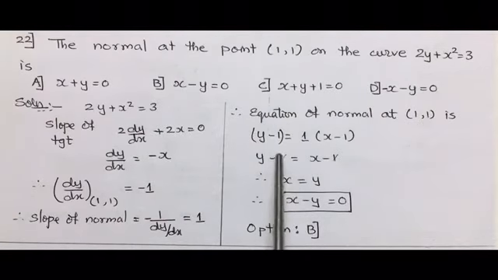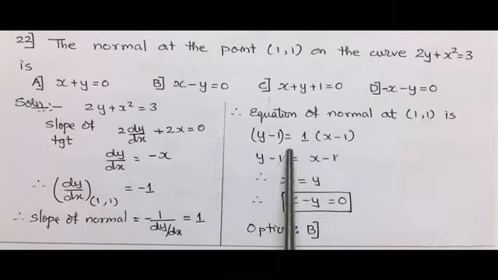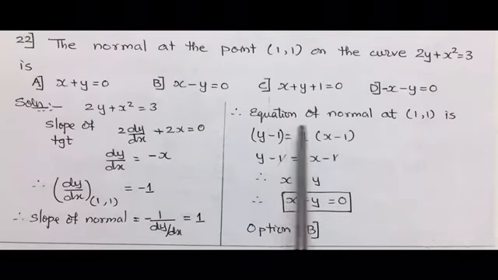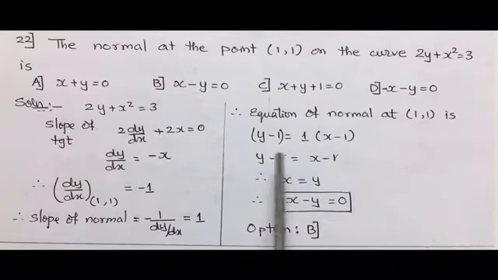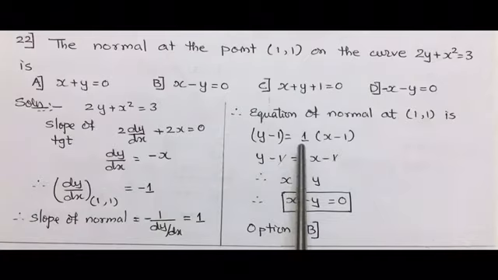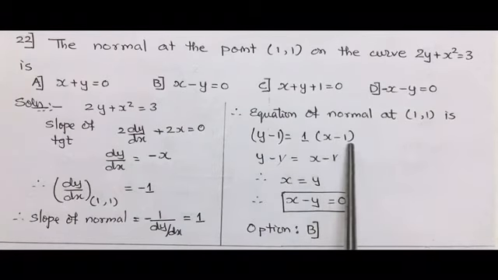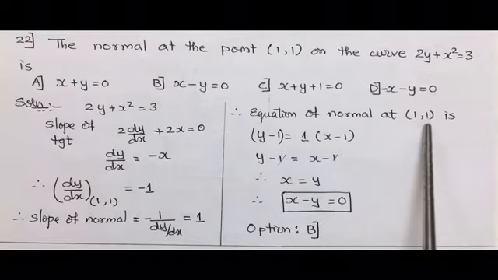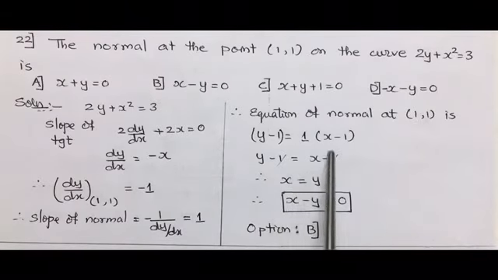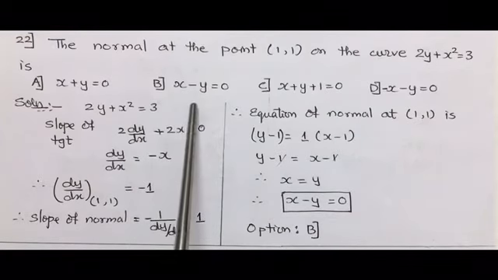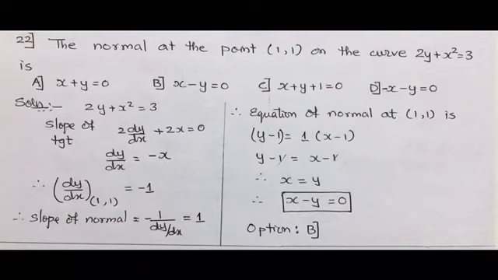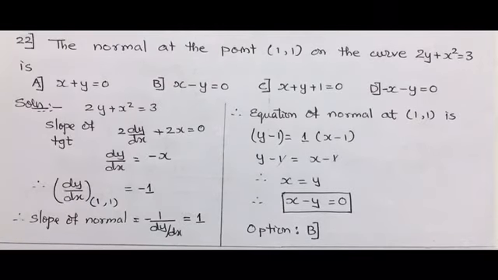Using the point slope form for calculating the equation of normal, we have y minus y0 is equal to slope times (x minus x0). x0 and y0 are 1, 1. Keeping the values and solving it, we get x equal to y. So x minus y will be equal to 0. That is option B. So option B is the correct option as the equation of the normal at point (1, 1).